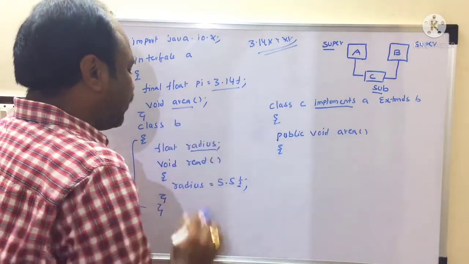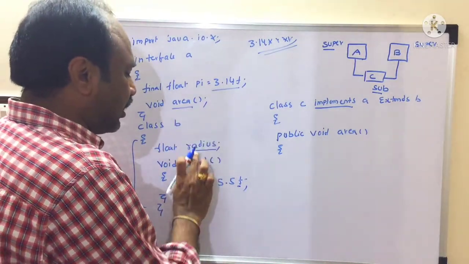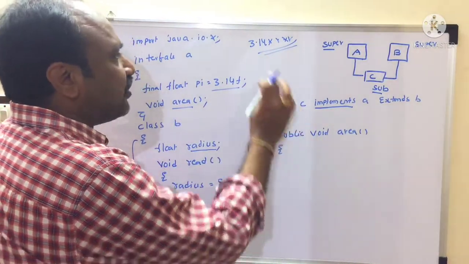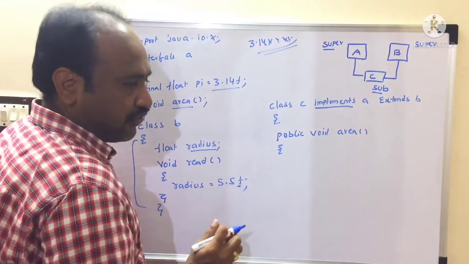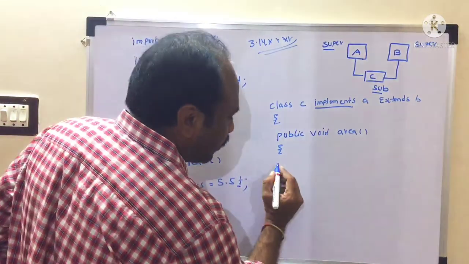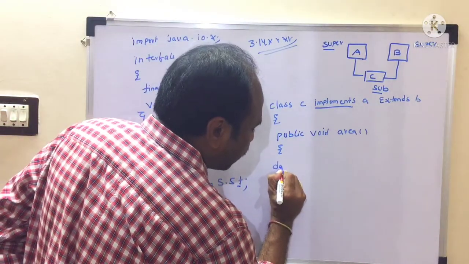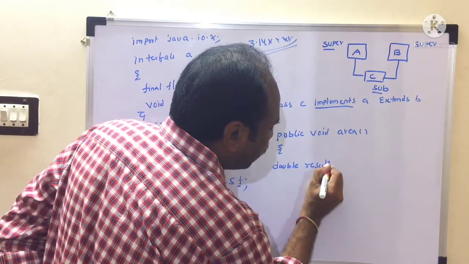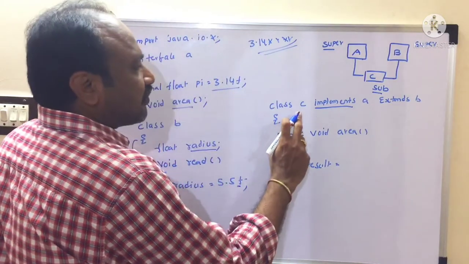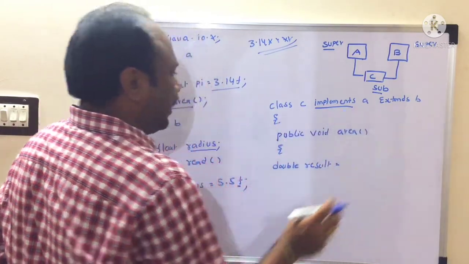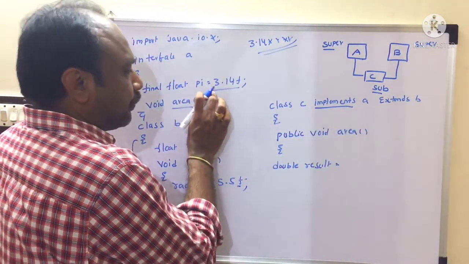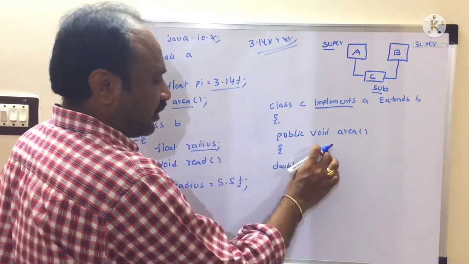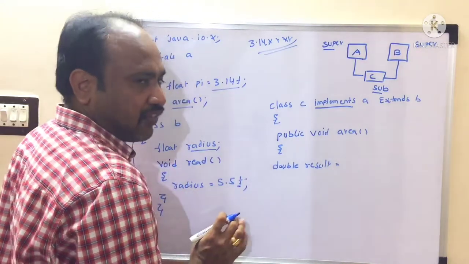I require the area method. I am having the radius value. In this method, the purpose of the area method is to calculate the area of the circle. So, double result equal to, because of writing class C implements A extends B, I will get the pi value here, area method here, radius here, read method here. That means I am getting 5.5 value also.